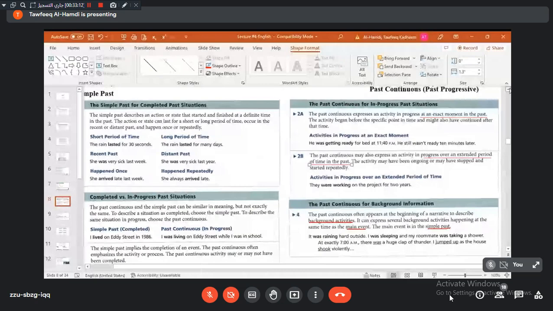It was raining hard outside. I was sleeping, and my roommate was taking a shower. At exactly 7 a.m., there was a huge clap of thunder. I jumped up as the house shook violently. So, when I'm talking about background, I should use the past continuous, while when I'm talking about the main event, I should use the simple past.